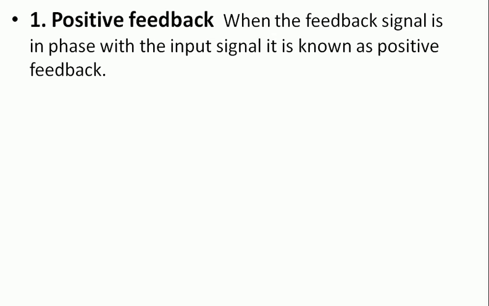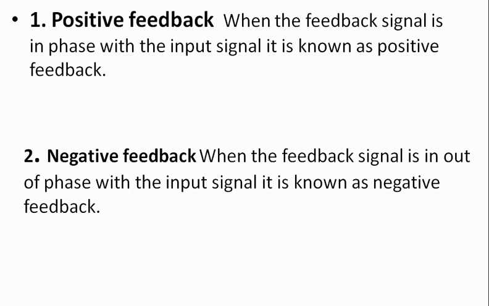Positive feedback: when the feedback signal is in phase with the input signal, it is known as positive feedback. When the feedback signal is out of phase with the input signal, it is known as negative feedback. So we can say that positive feedback results in an increase in the output signal, and negative feedback results in a decrease of the output signal.